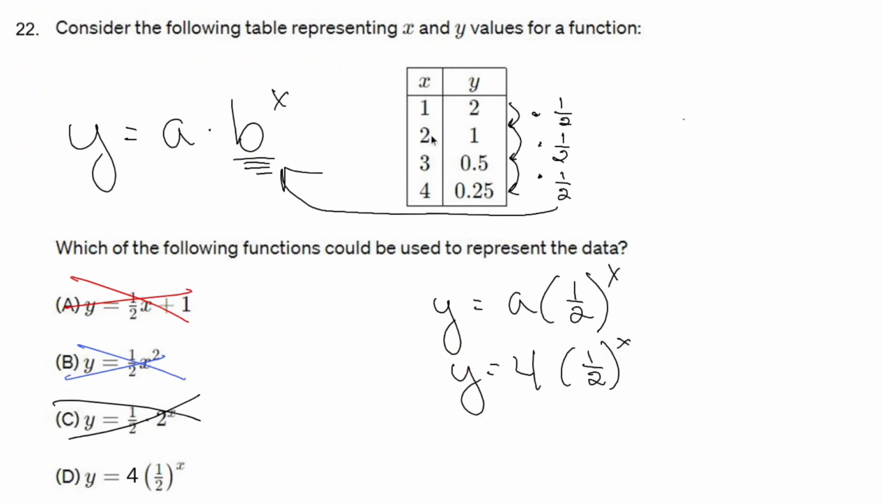So 4 is basically that multiplier that you use to get the number that you need. So again, if I were to plug in 2, I would get 1/2 to the second power, which is 1/4. 4 times 1/4 is 1, and so on and so forth. So D is our guy. D makes sense. Exponential. Hope this helps.